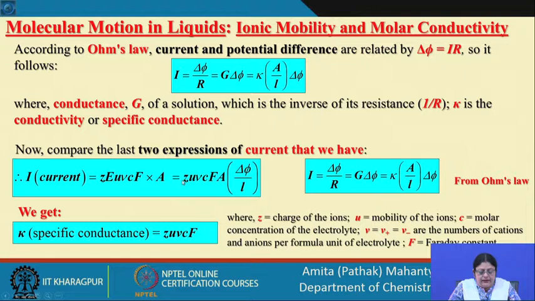If I compare that with this expression, then that should be equal to the conductivity or specific conductance. So, specific conductance kappa, or conductivity kappa, is equal to Z u nu into C into F. F is the Faraday constant, and C is the molar concentration. Nu is the number of cations or anions per unit of the electrolyte, okay, and Z is the charge, u is the mobility of the ions.